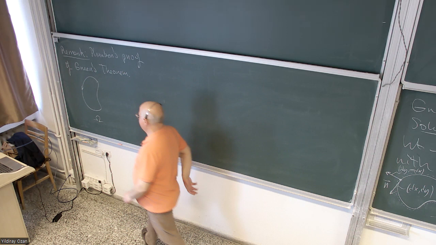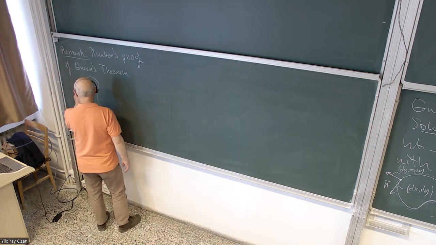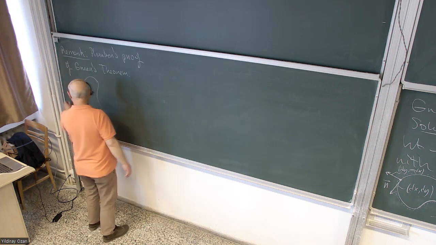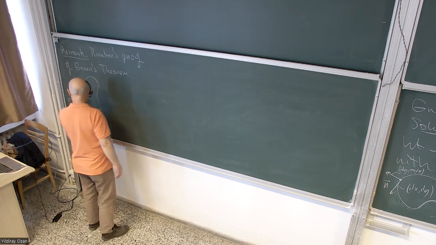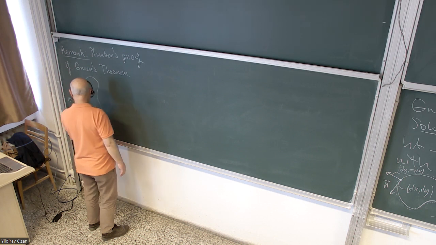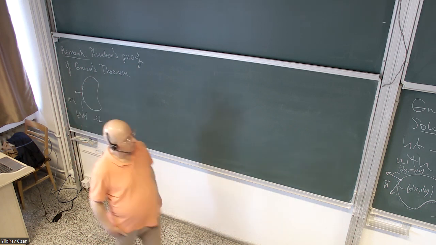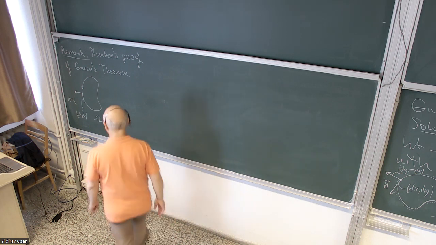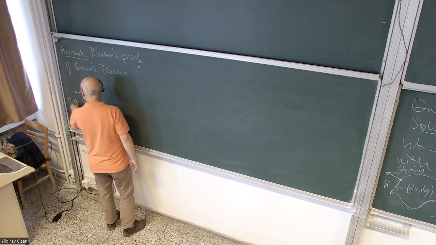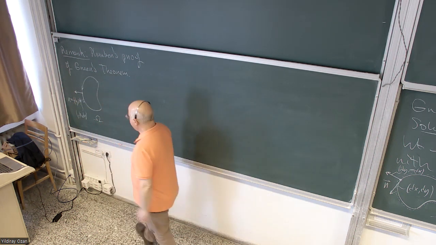Suppose we have some region like this, and this is the normal vector, and this is the tangent vector. The tangent vector is just dx, dy, and the normal was minus, what was it? dy, minus dx. dy, minus dx.